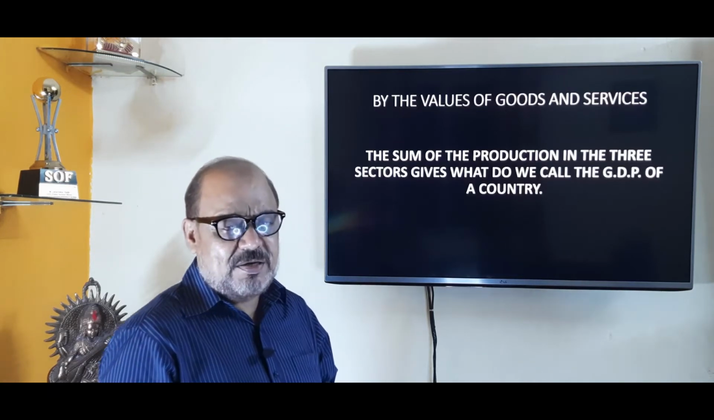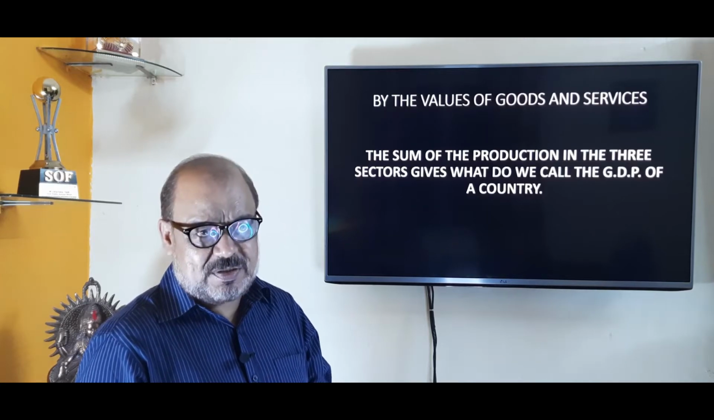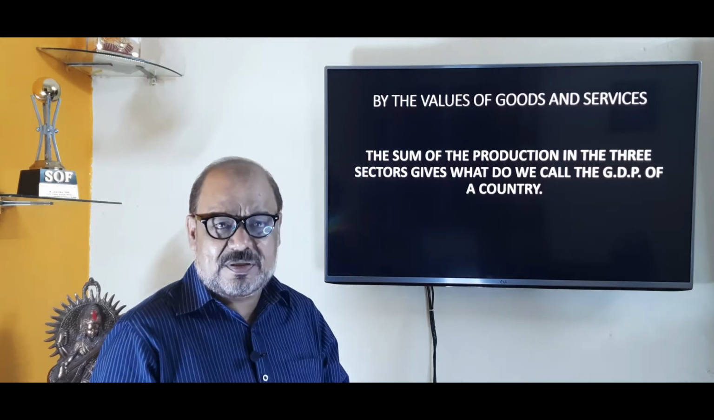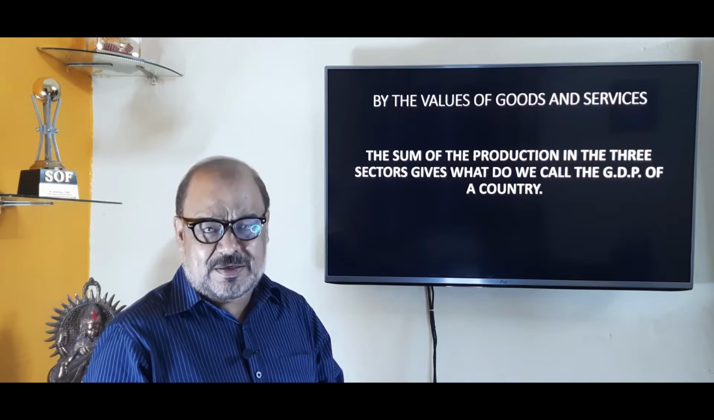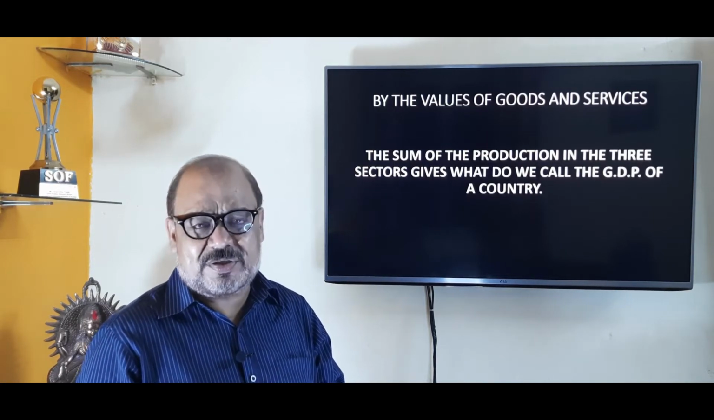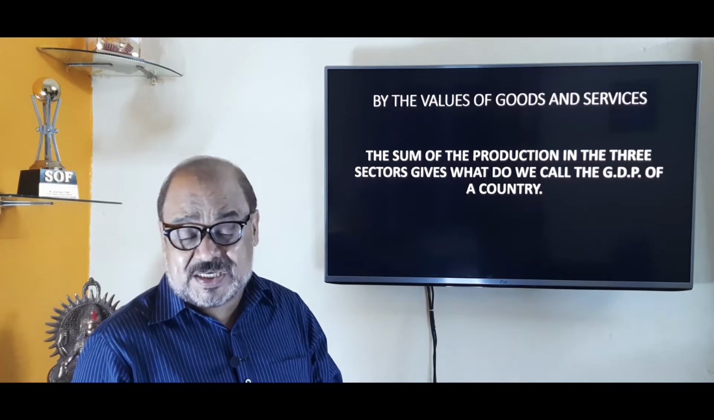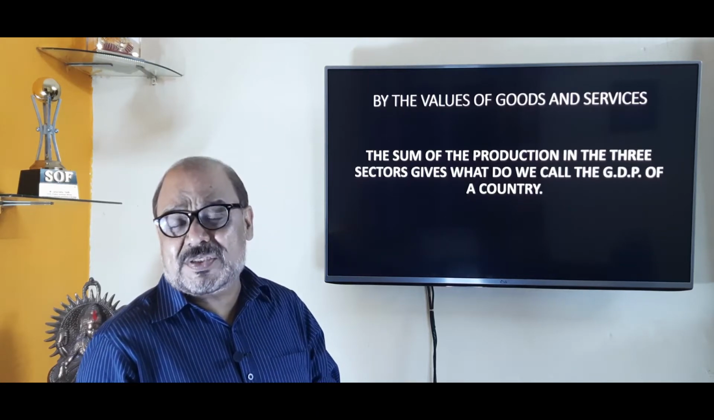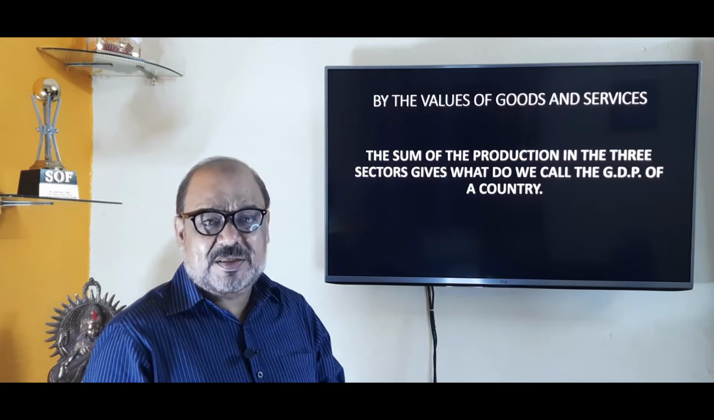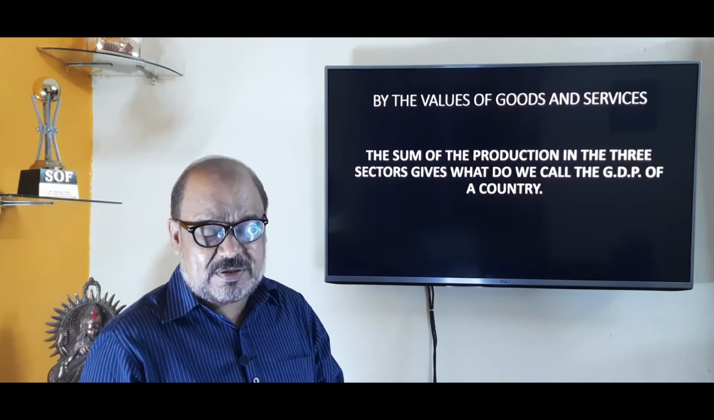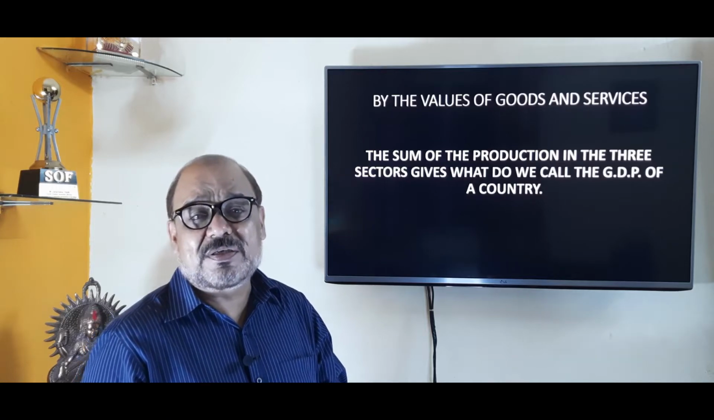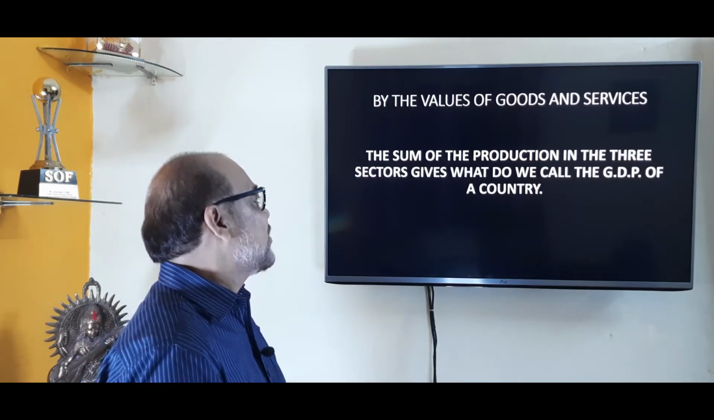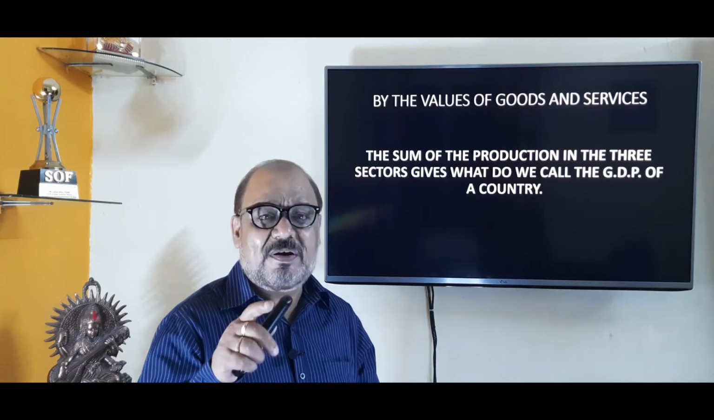One thing is clear here. We have to add three things. And what are the three things? The sum of the production in the three sectors: the primary sector, the secondary sector, and the tertiary sector. Or we can say the primary sector means the production sector, the secondary sector means the manufacturing sector, and the tertiary sector means the service sector. And when we add them up, that gives the GDP of our country.